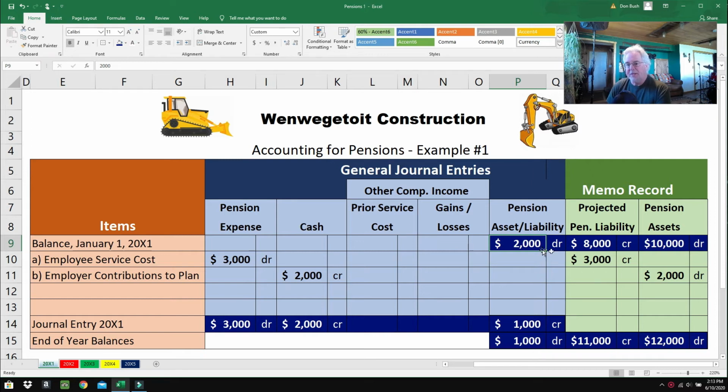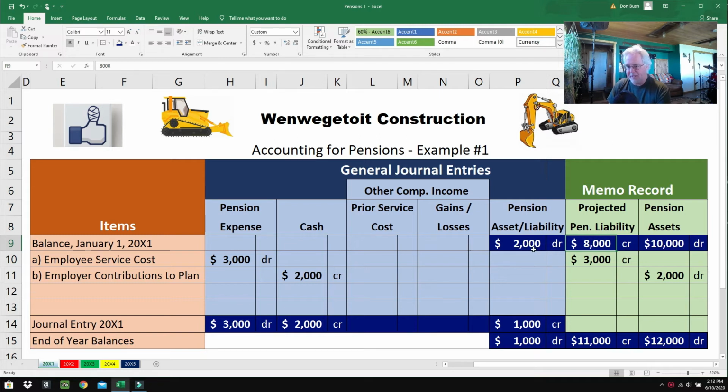Well, this $2,000 is not meant to make these two numbers balance out. That's how you've got to think of it. What this $2,000 represents is that if we were to net the $10,000 debit with the $8,000 credit, we would get $2,000 debit.